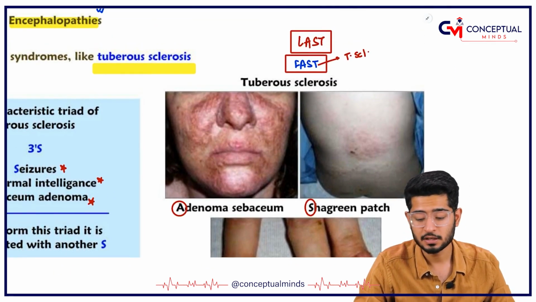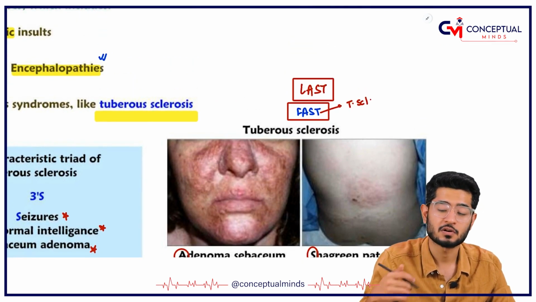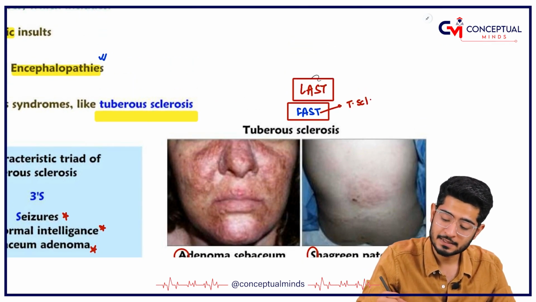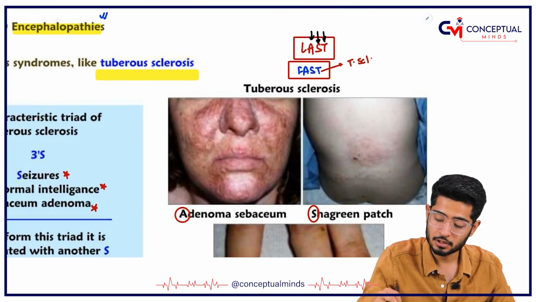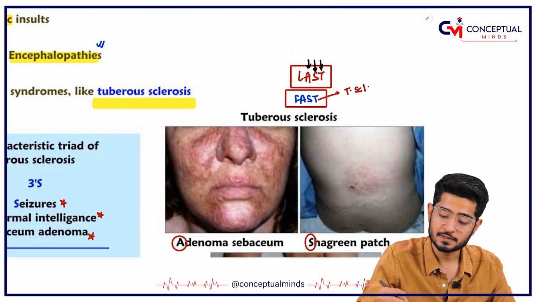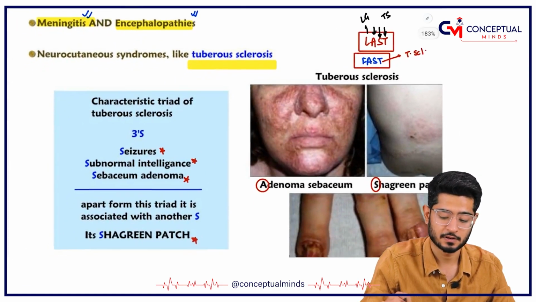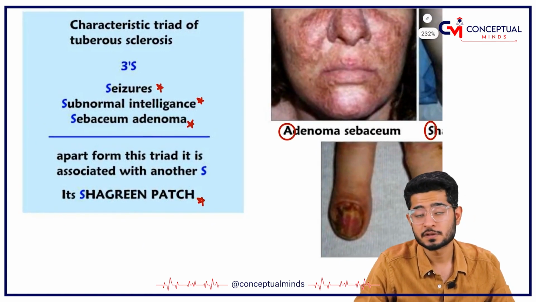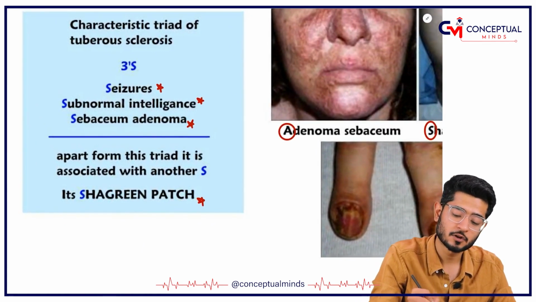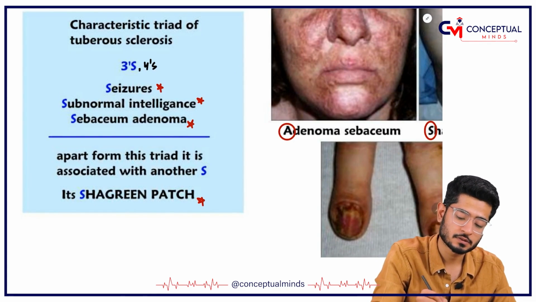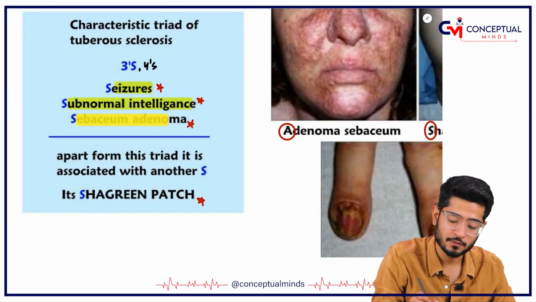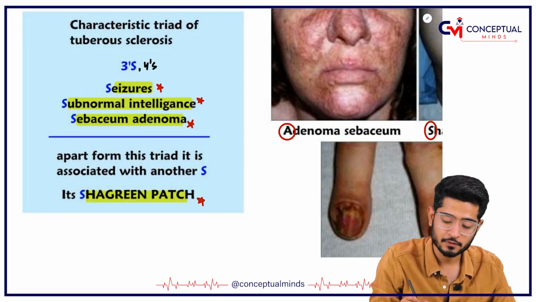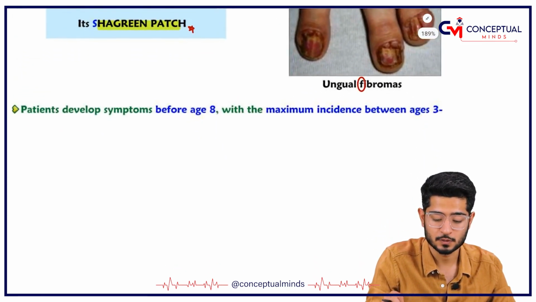That's the FAST mnemonic, and after that you have got one more mnemonic that is called LAST. So what is LAST? A for again adenoma, S for Shagreen patch, T for your tuberous sclerosis, and L means that Lennox-Gastaut syndrome is associated with tuberous sclerosis. Also, tuberous sclerosis is going to have 4S, not triple S, rather 4S. One is going to be seizure, then you have got subnormal intelligence, then you have got adenoma sebaceum, and of course the Shagreen patch as well.